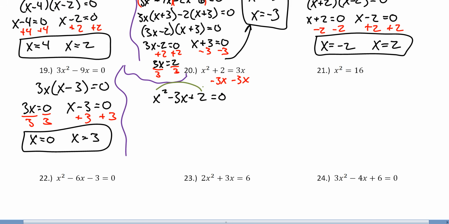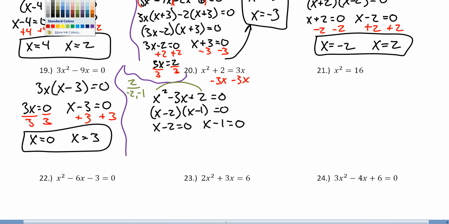And now I build a bridge. Two numbers that multiply to a positive 2, but add to a negative 3 are a negative 2 and a negative 1. I get to use my shortcut on this one because there's an a value of 1, so I can factor it into x minus 2 and x minus 1. And now I set each factor equal to 0. And apparently I didn't need quite as much room on this one as I thought. Now I solve each. I add the 2 to each side, and I get x equals a positive 2. Here I add the 1 to each side, and I get x equals a positive 1.